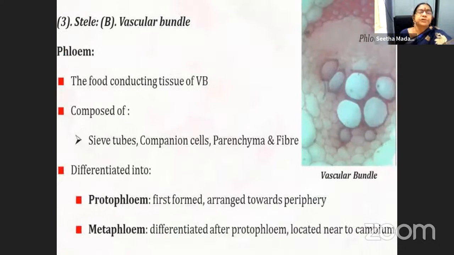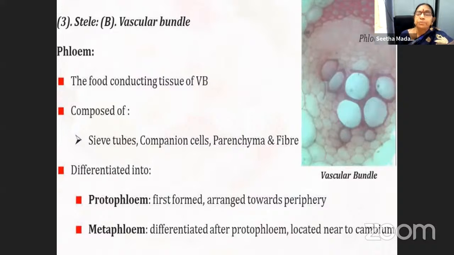Then the next structure is phloem. Of course you all know that phloem is the food conducting tissue of the vascular bundle. It contains sieve tubes, companion cells, parenchyma and fiber. Sieve means in Telugu also we call it jalada. Having some pores, sieve cells are seen in phloem. Then a companion cell, which establishes some connection with the sieve cells, is known as a companion cell.